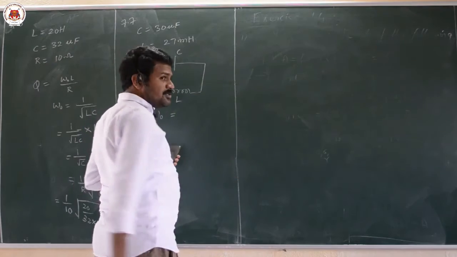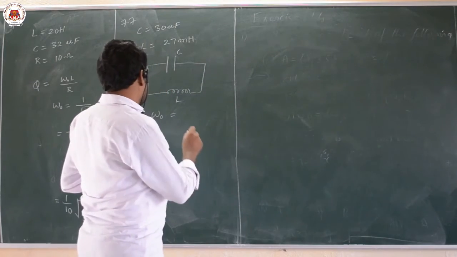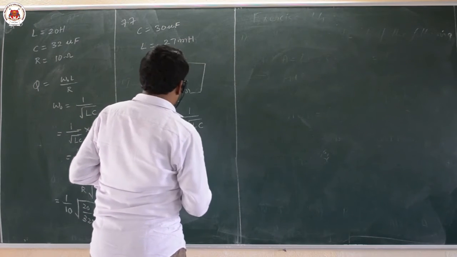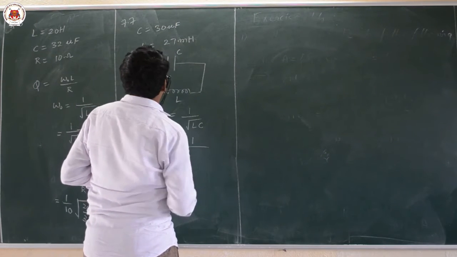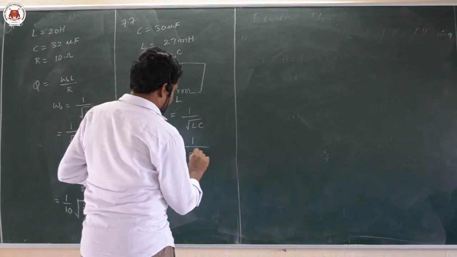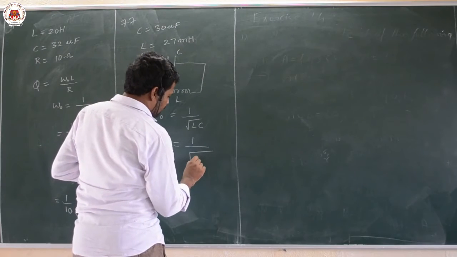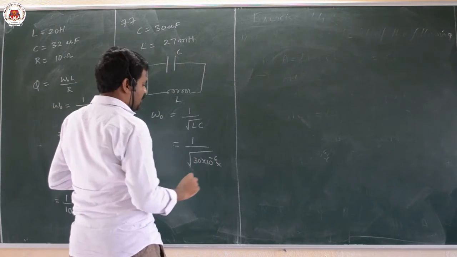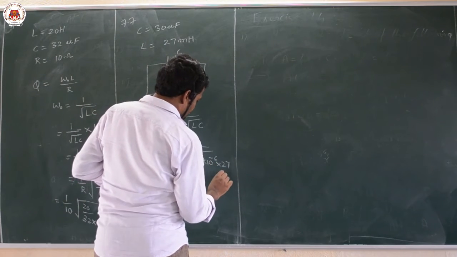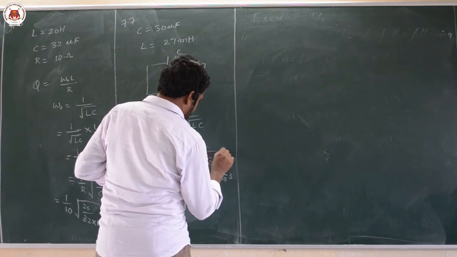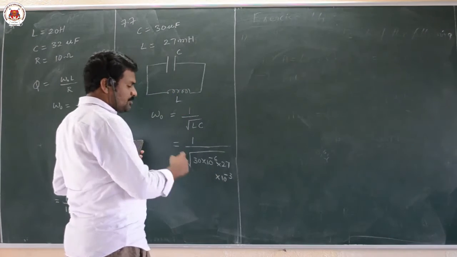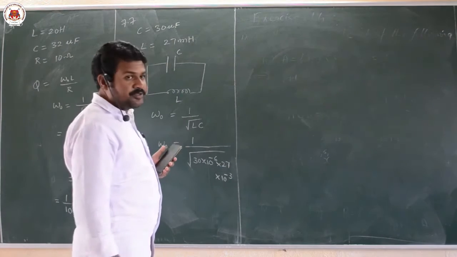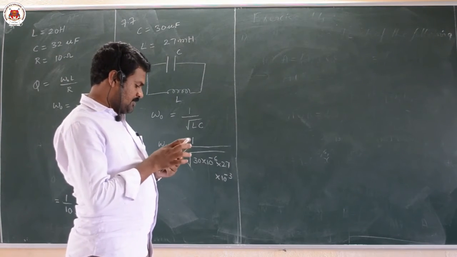In LC oscillation, we get omega is equal to 1 by root LC. That is equal to 1 by root of 30 into 10 power minus 6 into 27 into 10 power minus 3. This is the answer. Just multiply this, take the root, then divide 1 by that, and you will get the answer.